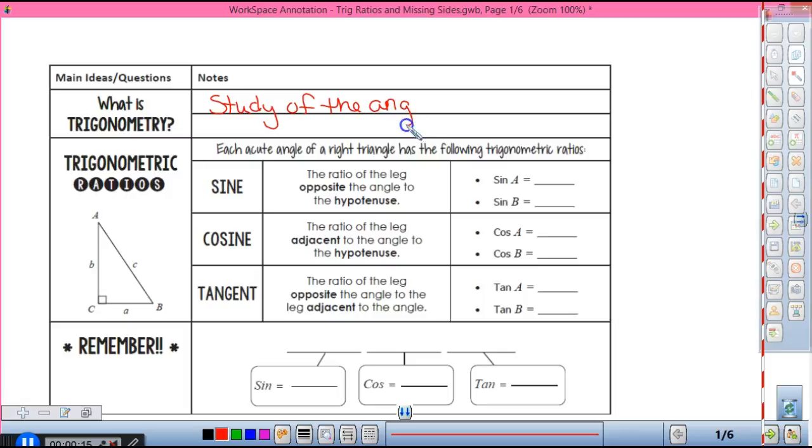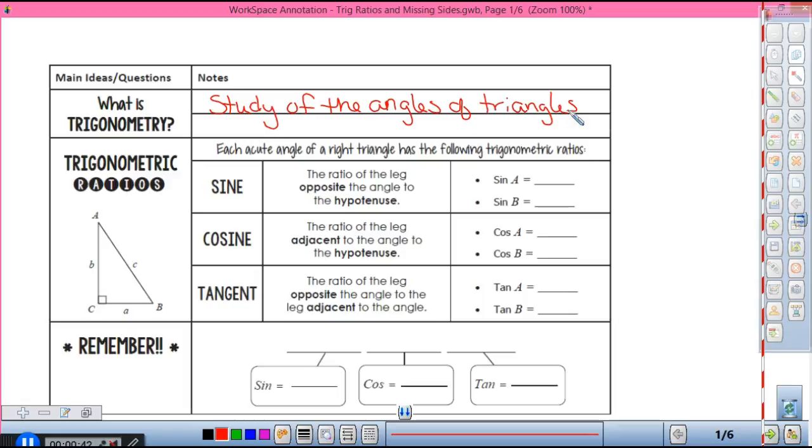The angles of triangles. Okay, that's all trigonometry is, nothing real major. Okay, there are 3 different trig ratios: sine, cosine, and tangent.